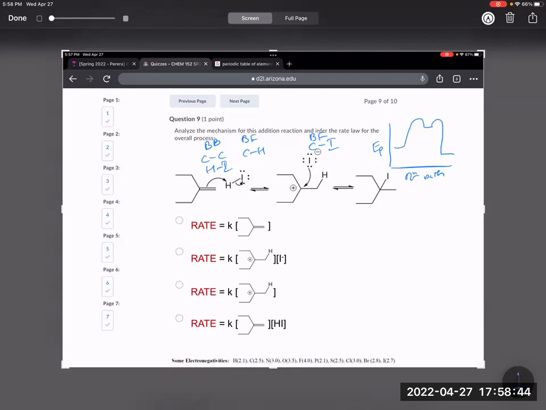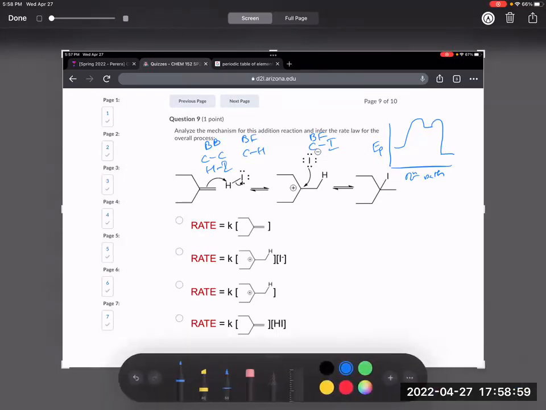This is always the case for addition reactions. Addition reactions are always exothermic because you are forming two sigma bonds, and as a result, we can predict that they are always exothermic. Okay, we can keep that in mind. So the energy diagram is going to look like that.